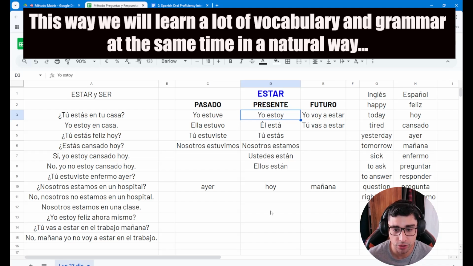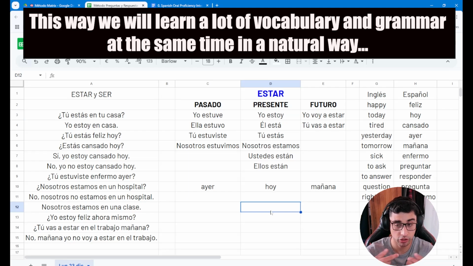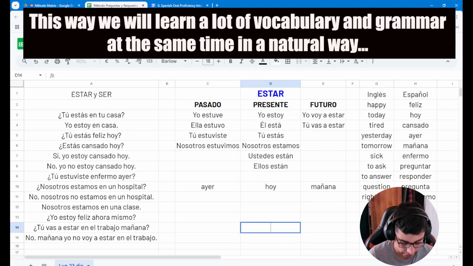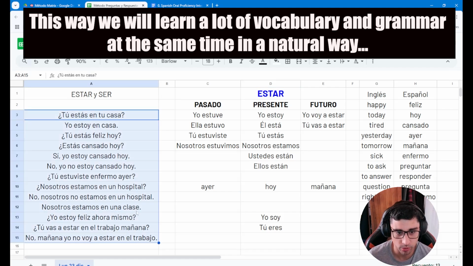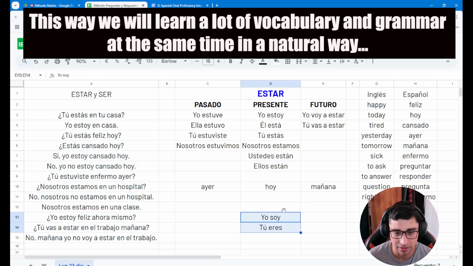So then I could ask you, where am I from? ¿De dónde soy yo? So you have to say like, tú eres de Chile. Okay. Yo soy, tú eres. And then we could play a lot with this. I could create a lot of questions. I mean, you can learn a lot of vocabulary and like that. Okay, I'm going to create other lesson with this.